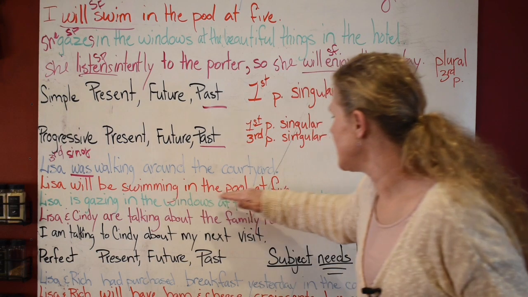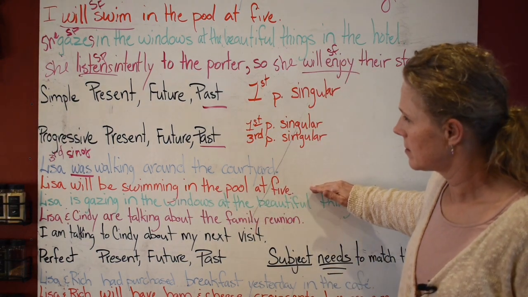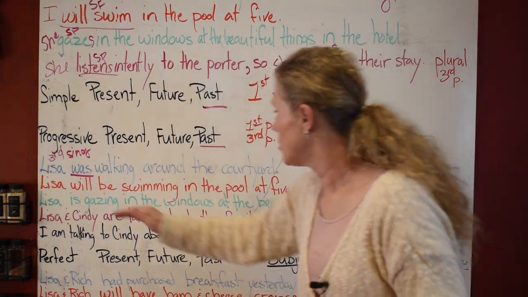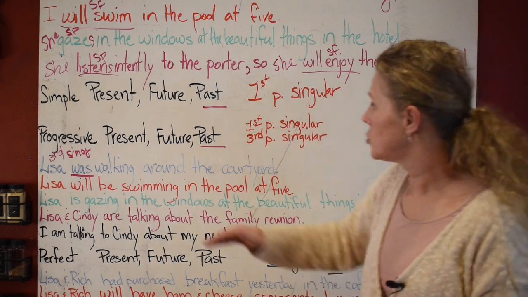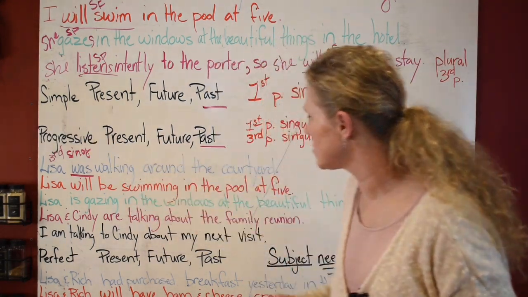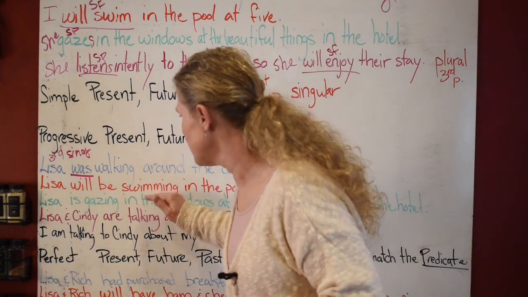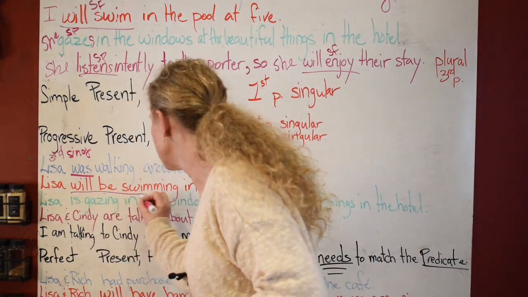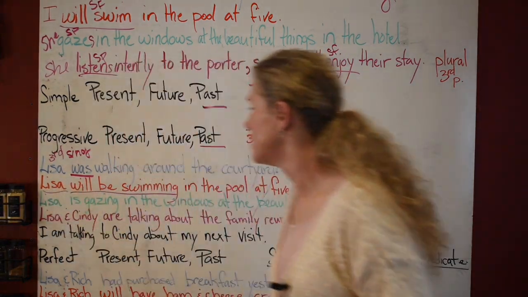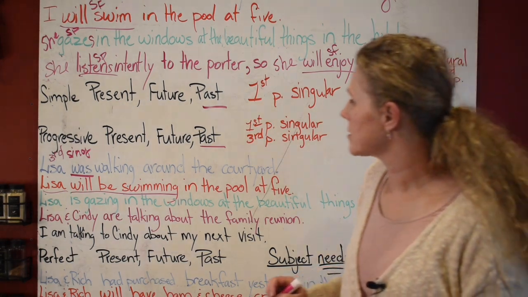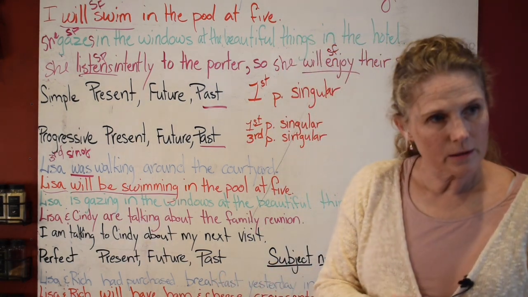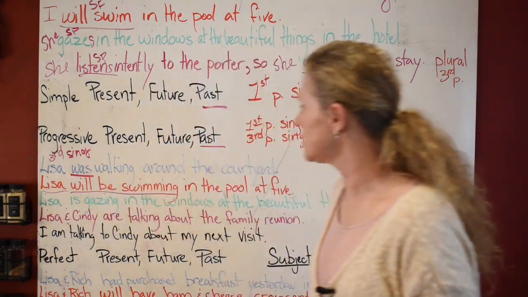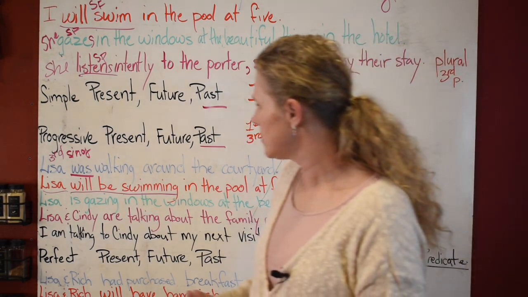Lisa will be swimming in the pool at 5. Lisa is third person singular. Will be swimming is your progressive future tense, right? So do they agree? This is a singular verb. That's a singular subject. Yes. Singular takes the singular verb.